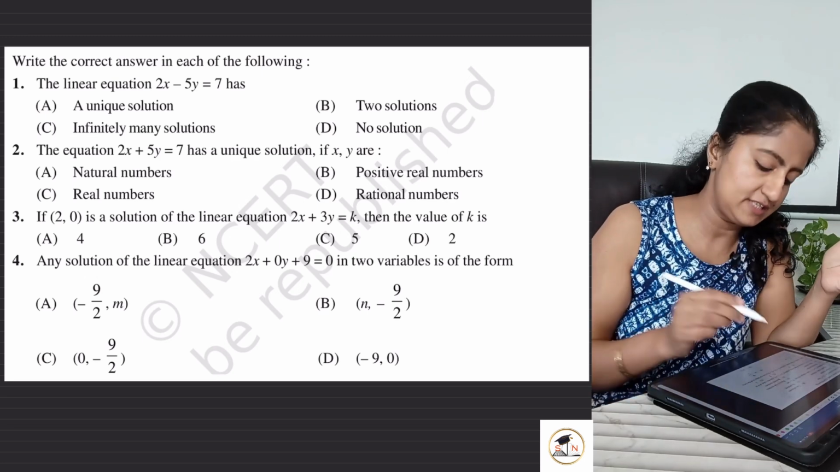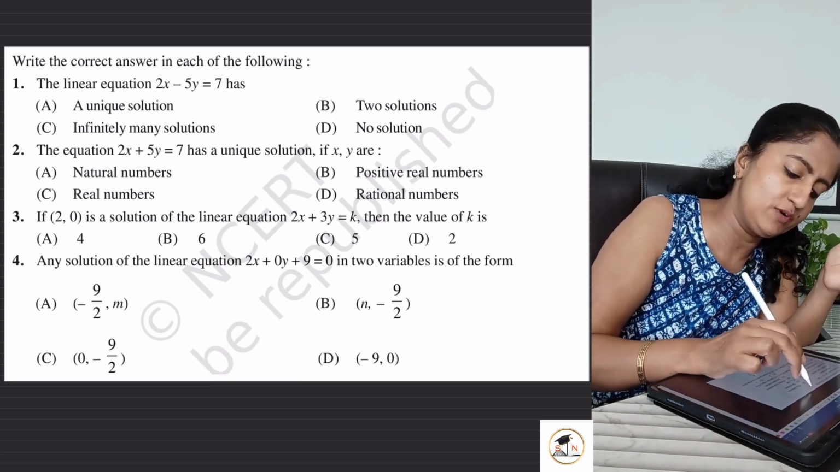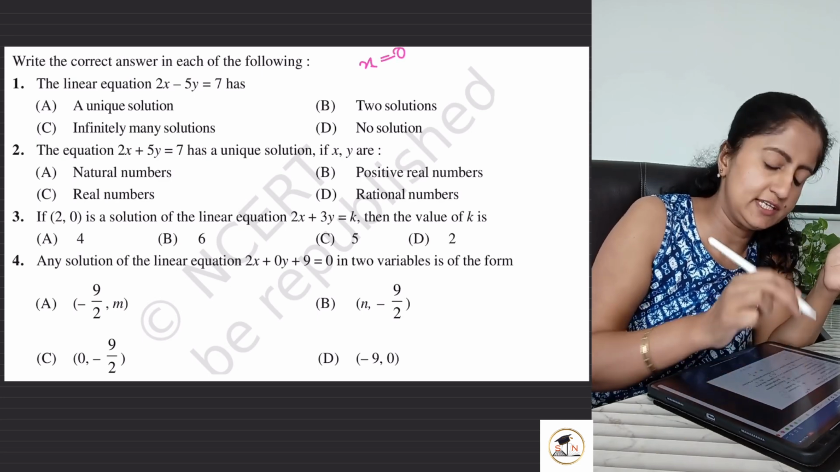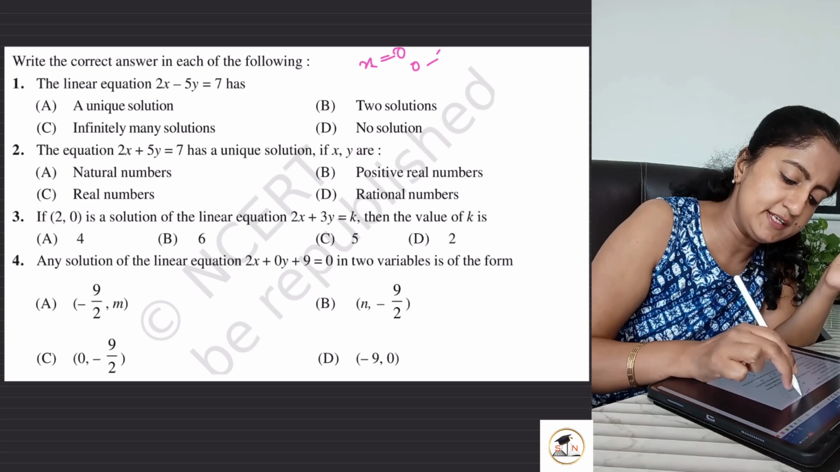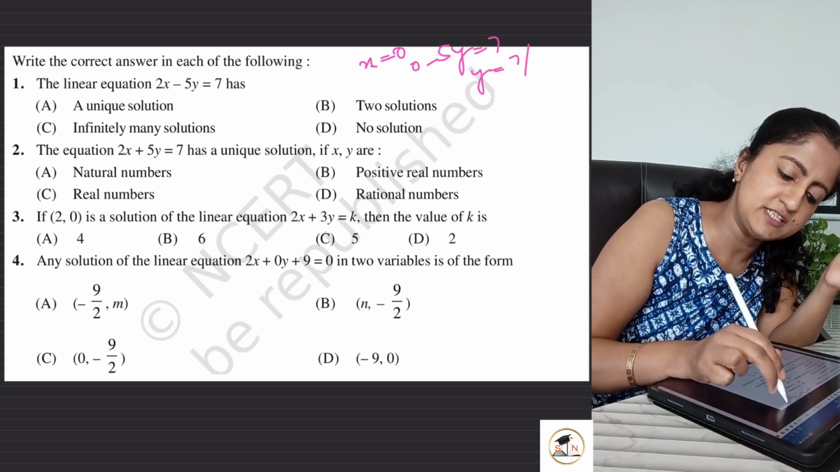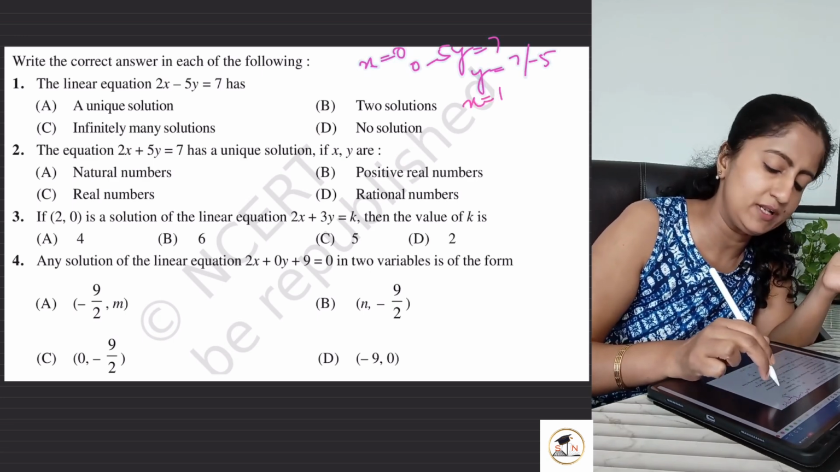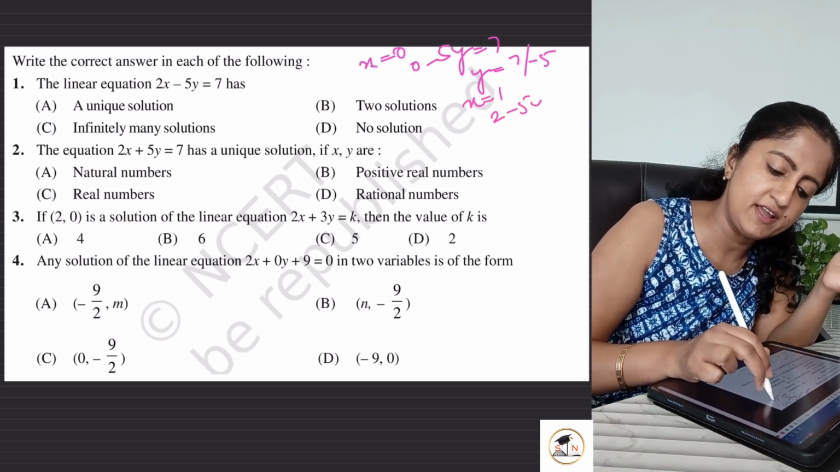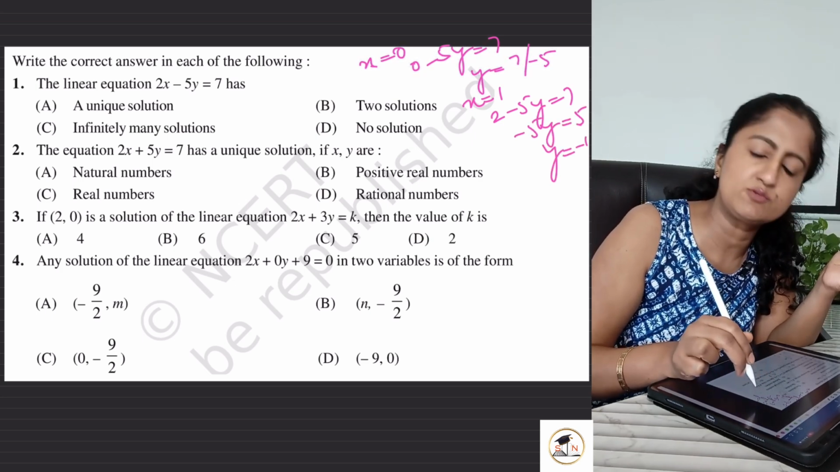Let's see. If I substitute x equals 0, right? X equals 0 डालती हूँ तो क्या मिलेगा हमें? We will have 0 minus 5y equals 7. That is y equals 7 by minus 5, right? And if I substitute x equals 1, what will I get? 2 minus 5y equals 7. That means minus 5y equals 5 and y equals minus 1.